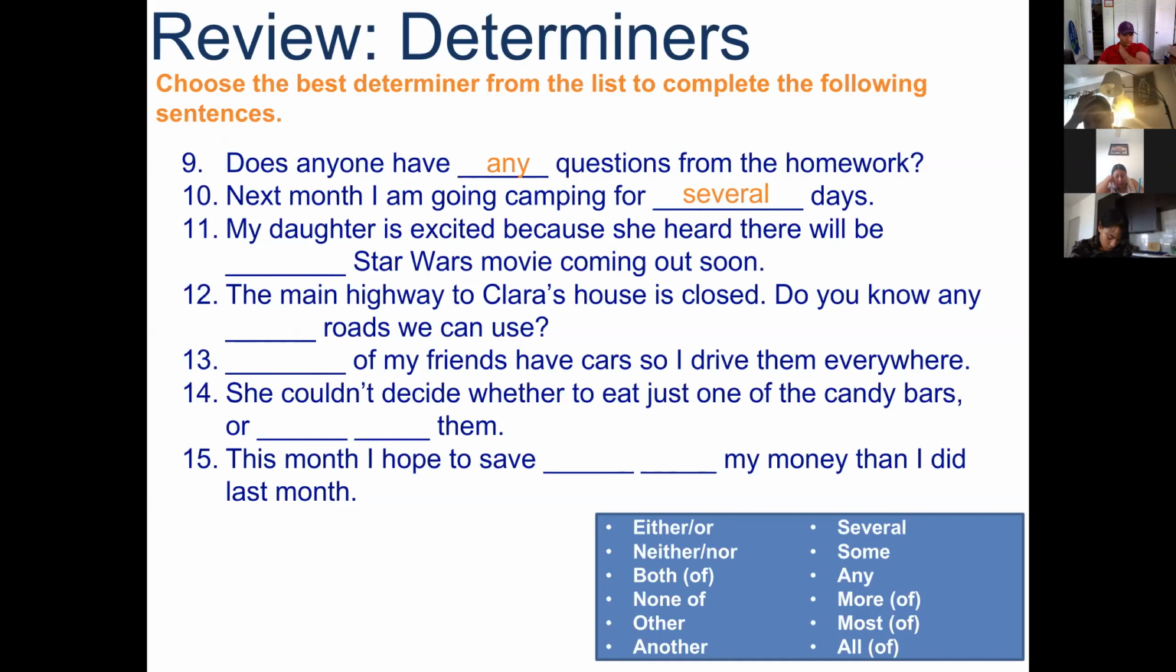My daughter is excited because she heard there will be another Star Wars movie coming out soon. The main highway to Clara's house is closed. Do you know any other routes we can use? Perfect.